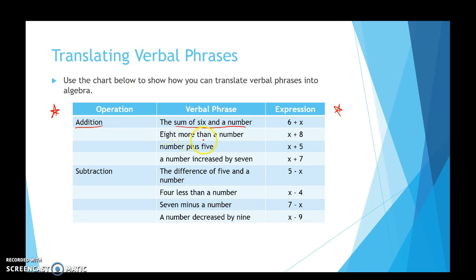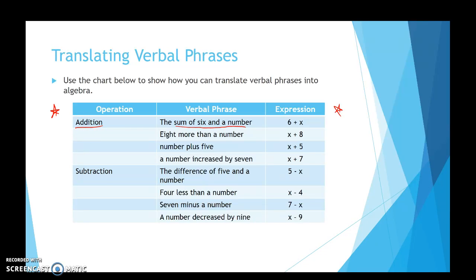8 more than a number would mean we have a number 8 more than the number, so x plus 8. A number plus 5 would be x plus 5. A number increased by 7 would be x plus 7. So these are all situations of addition.